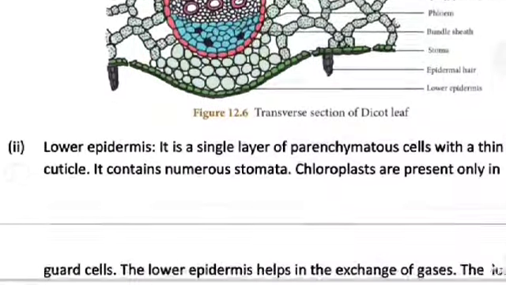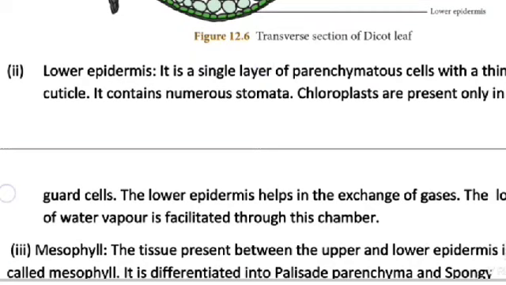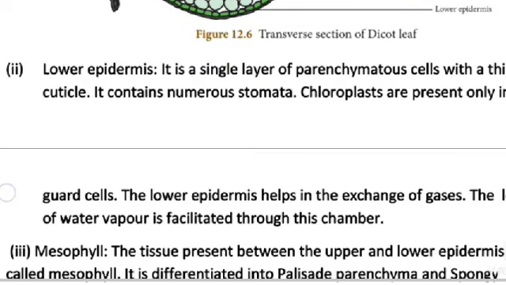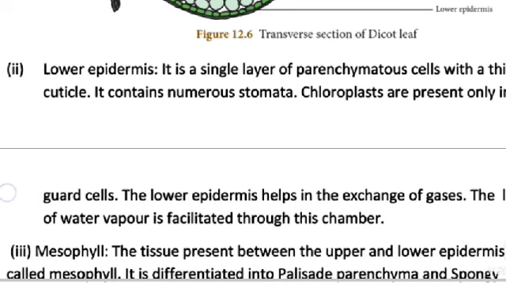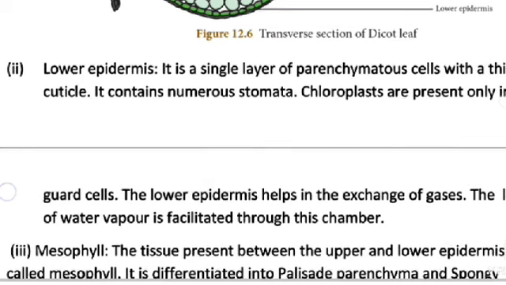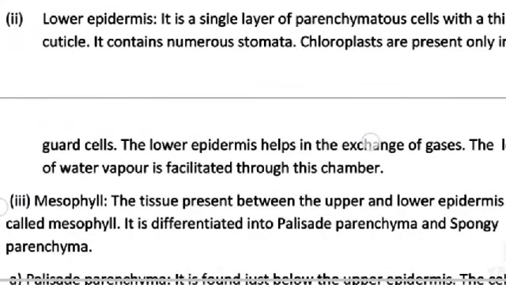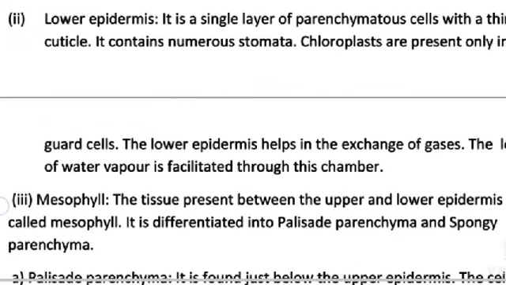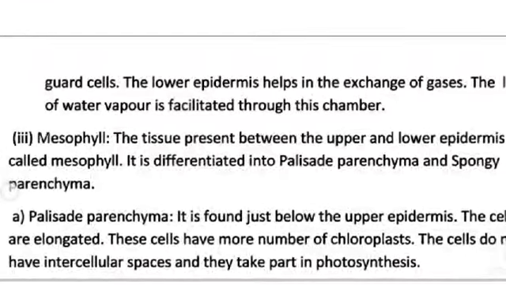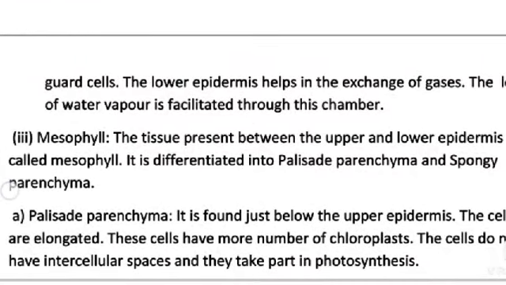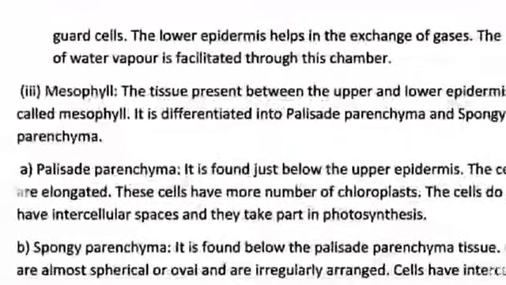Lower epidermis: it is a single layer of parenchymatous cells with a thin cuticle. It contains numerous stomata. Chloroplasts are present only in guard cells. The lower epidermis helps in the exchange of gases. The loss of water vapors is facilitated through this chamber.